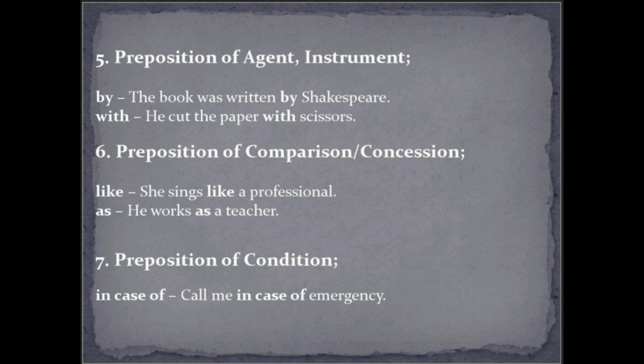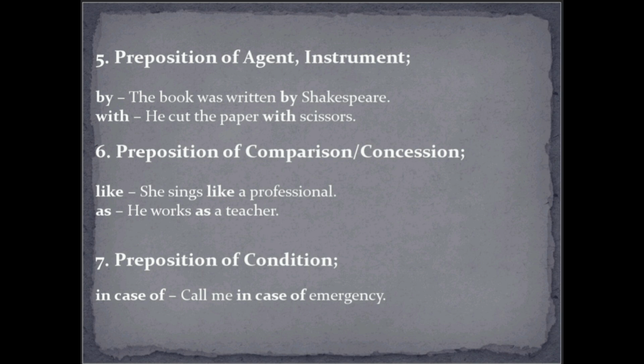The next type is prepositions of comparison or concession. A comparison preposition shows similarity or difference between two or more things. You can see the example: She sings like a professional. Here we are comparing her singing quality with that of a professional. So here comparison is there. For that purpose we use the preposition like.